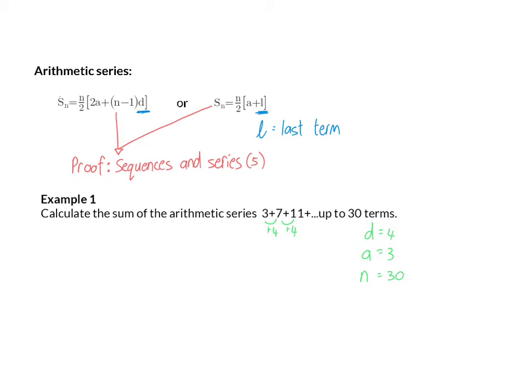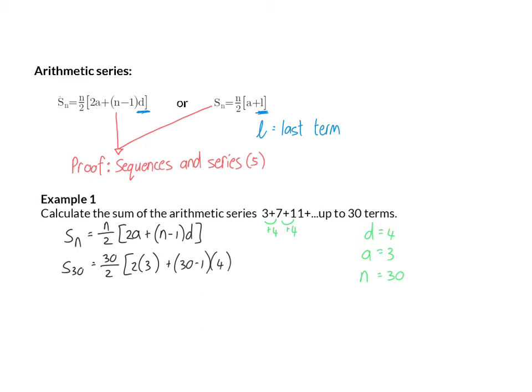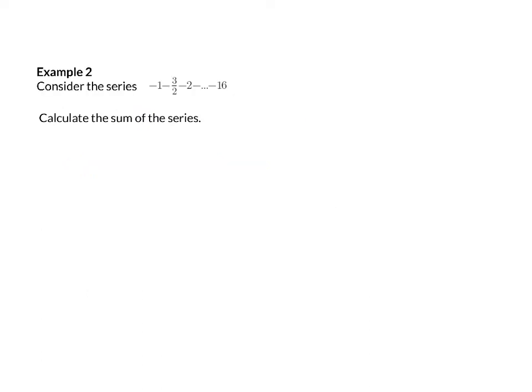Now we can substitute into our sum formula. So we want to calculate the sum of 30 terms, so n becomes 30. a is our first term, 3. Once again, n is 30, and our constant difference is 4. And this will give us 1,830, which means that if we add the first 30 terms in this series, we will have an answer of 1,830.